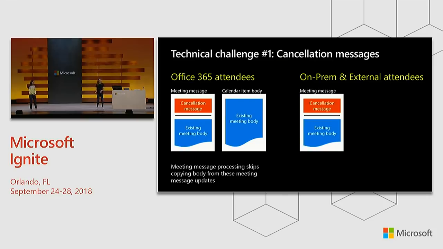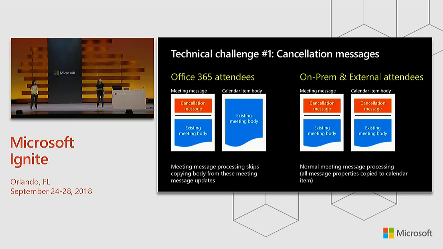Now, we haven't taken this to on-prem servers yet, so on-prem users will see the cancellation message overlaid over the meeting body, and then they'll also see that the meeting message processing in on-prem will also copy it there. So we're looking into ways that we could also improve the Exchange 2019 on-prem experience as well, so they could have something more like Office 365. But when this first releases, this is the experience that your users can expect.